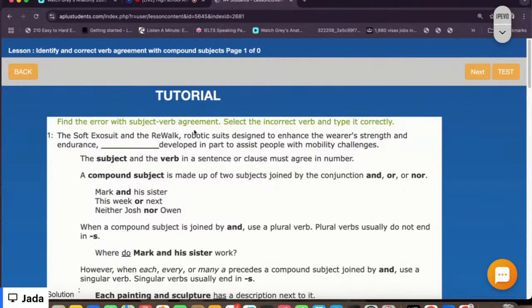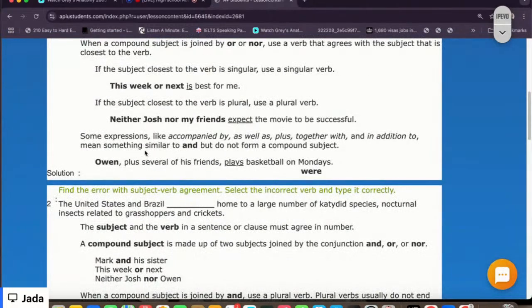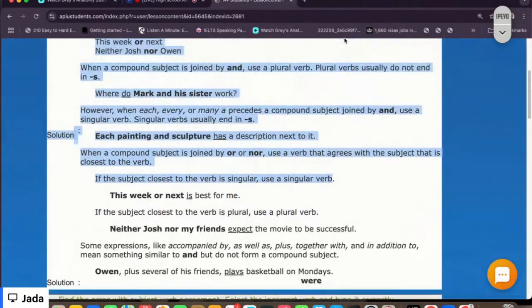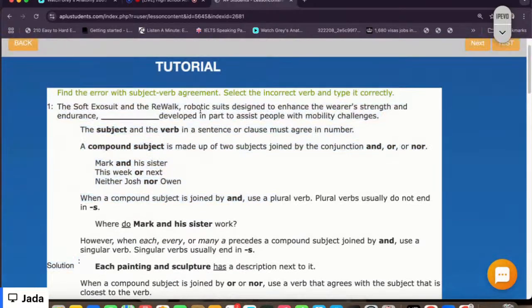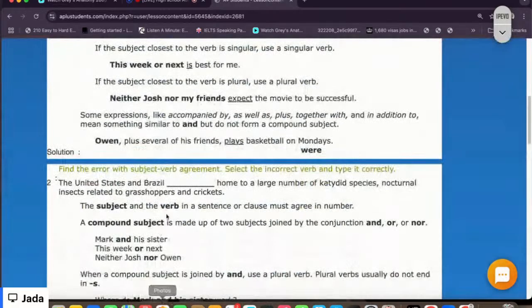Alright, to find the error with the subject-verb agreement here, select the incorrect verb and type it correctly. The soft exosuit and the Rewalk robotic suits designs to enhance the wearer's strength and endurance, dash, developed in part to assist people with mobility challenges. So you have to choose the right verb that agrees with the subject.